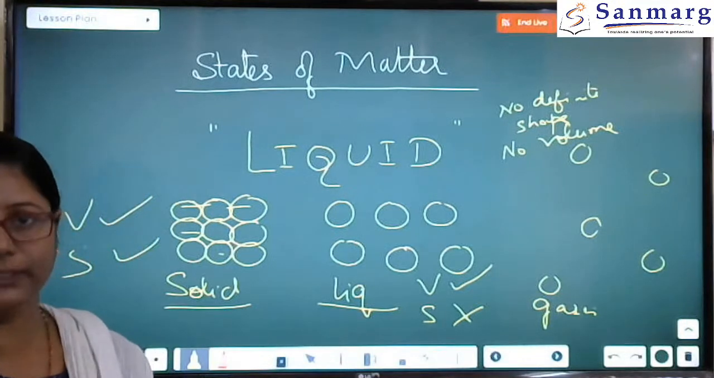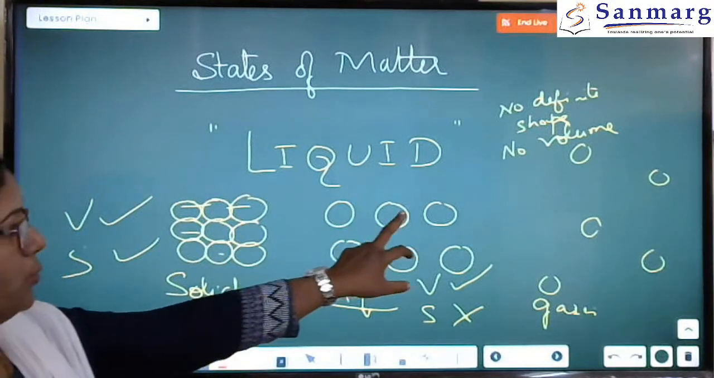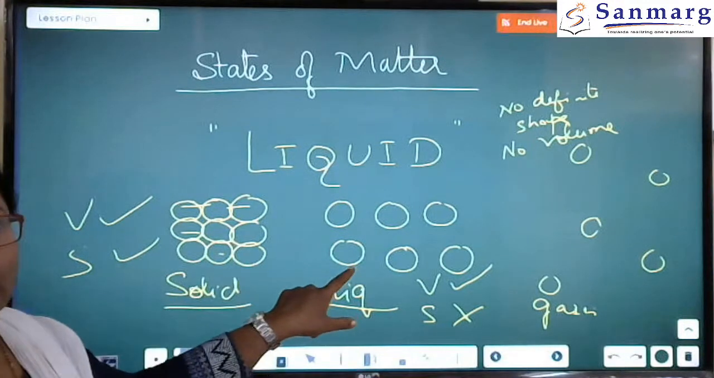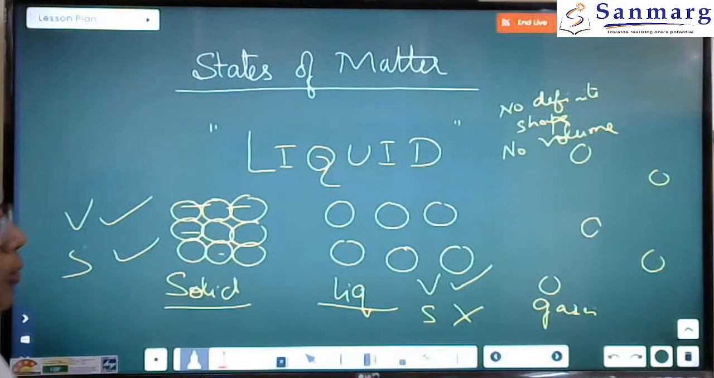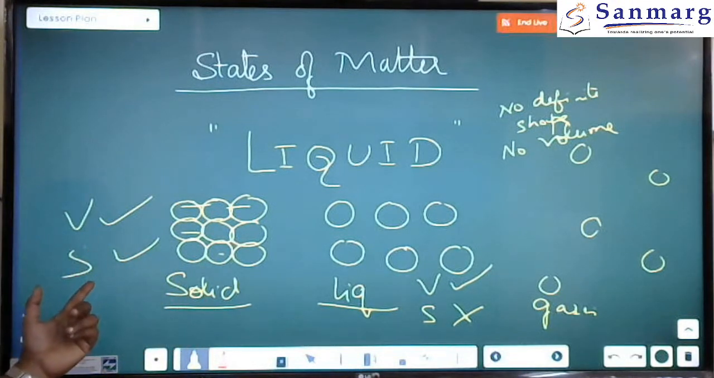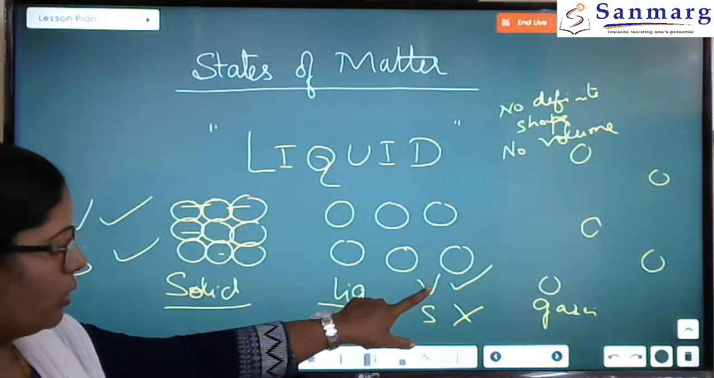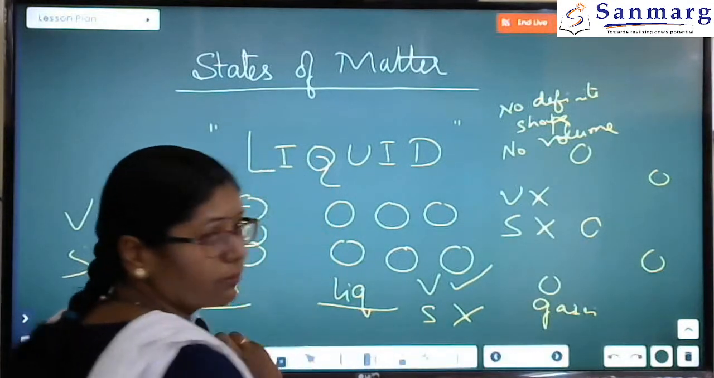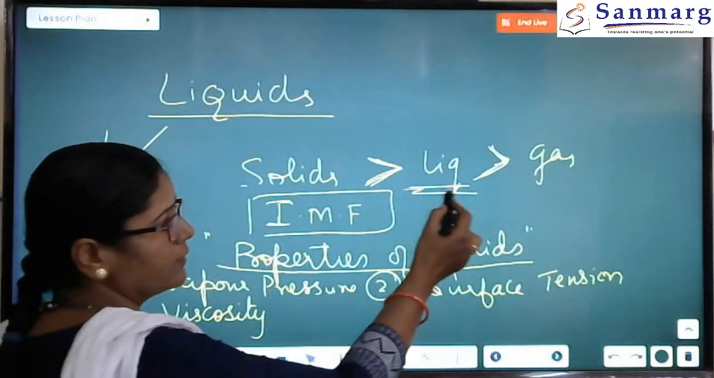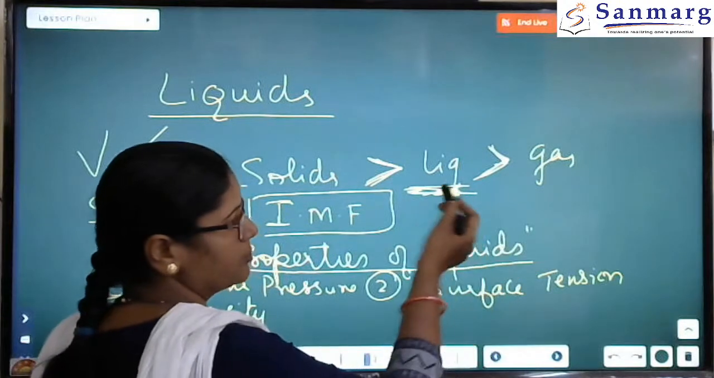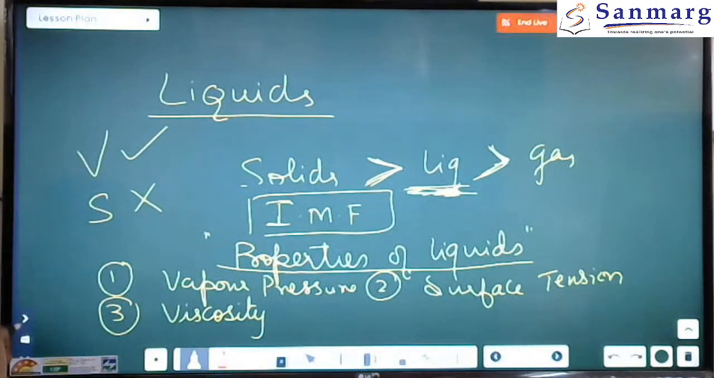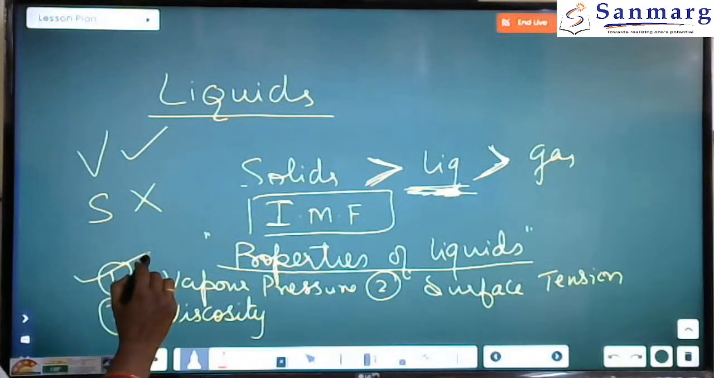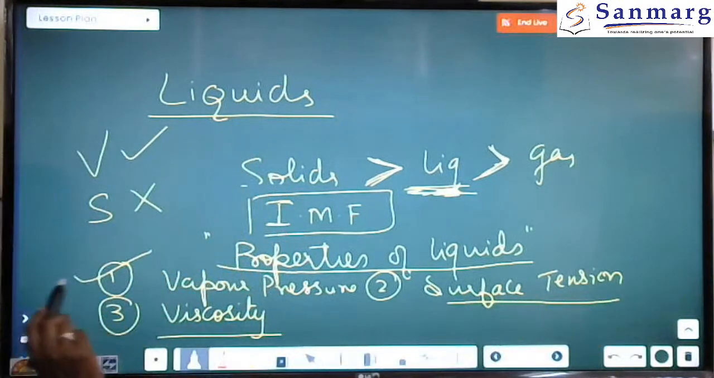So we have started with liquids. Liquids are those in which molecules are loosely arranged. In solids molecules are closely packed, loosely arranged in liquids, and in gases it is random, freely moving. Solids have definite shape, definite volume. Liquids have definite volume, no definite shape. Gases have no definite shape, no definite volume. Intermolecular force of attraction in liquid is greater than gases but lesser than solids. Due to this, liquids exhibit some properties such as vapor pressure, surface tension and viscosity.